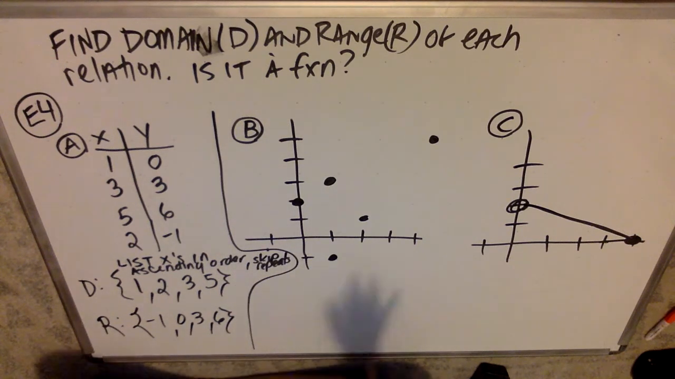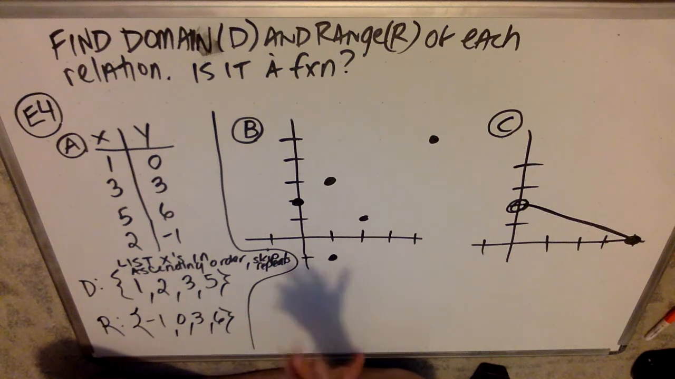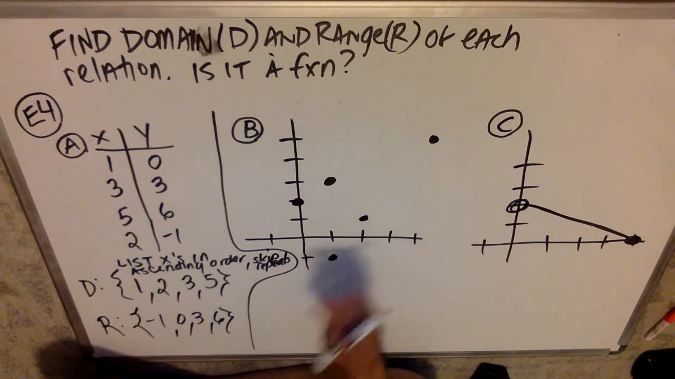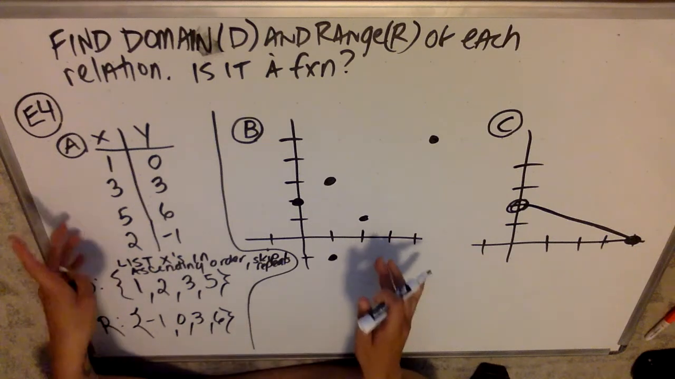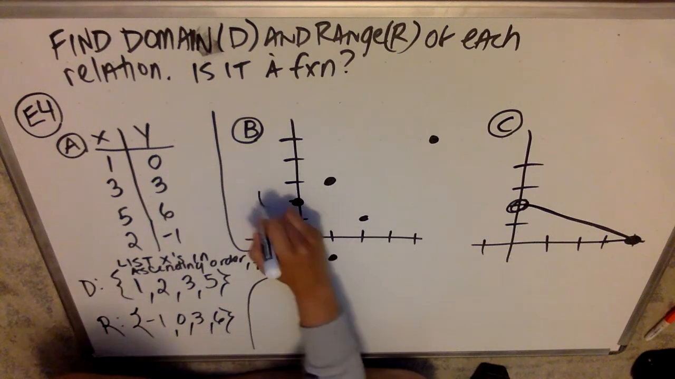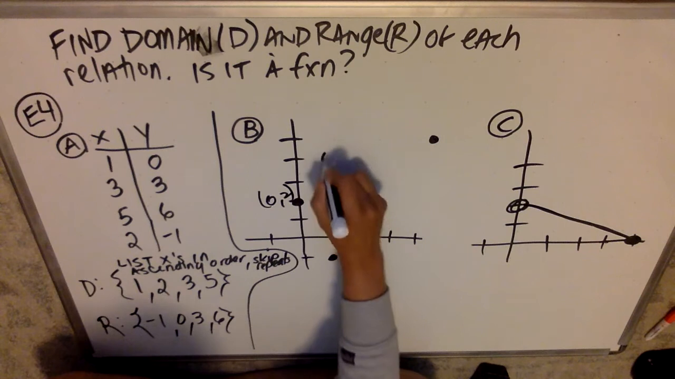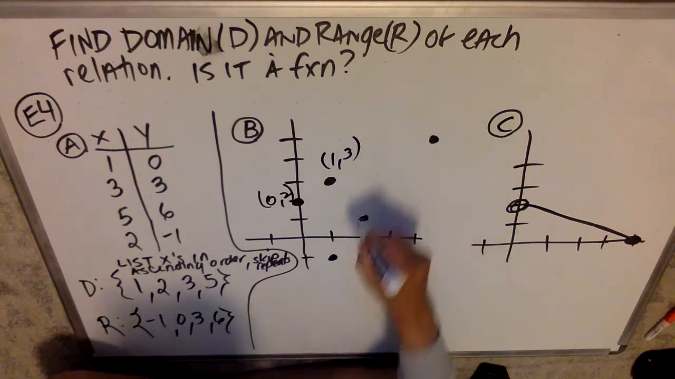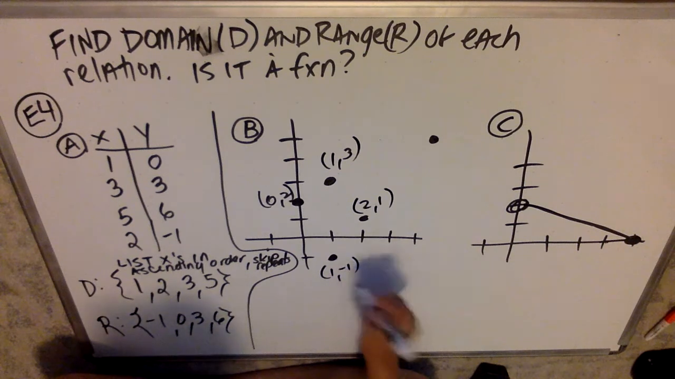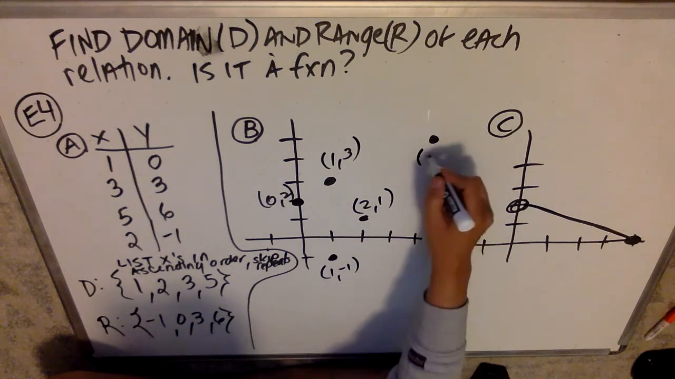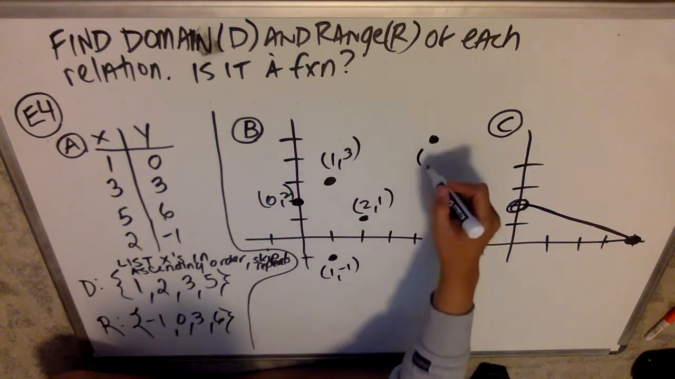Now, for B, I have a list here. It just doesn't look like I have a list, but essentially this picture is a list of 5 separate points, just like this table was a list of 4 separate points. This is the point 0, 2. This is the point 1, 3. This is the point 2, 1. This is the point 1, -1, and this is the point 4, 5, I think. 1, 2, 3, 4, 5. I don't know, I made up the graph.